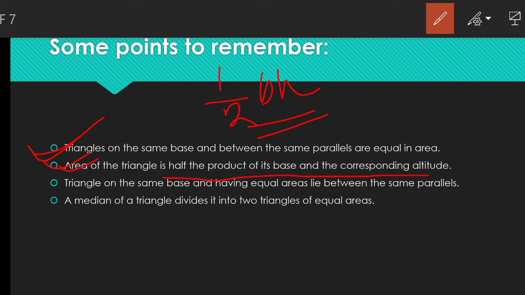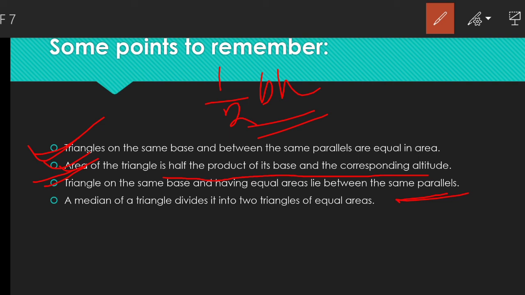Then the next point to remember is triangles on the same base and having equal areas lie between the same parallel lines. So this is our theorem 3 that we have come across, that whenever there are two triangles and these two triangles have a common base and the areas are equal, we can conversely say that they lie between the same parallel lines.